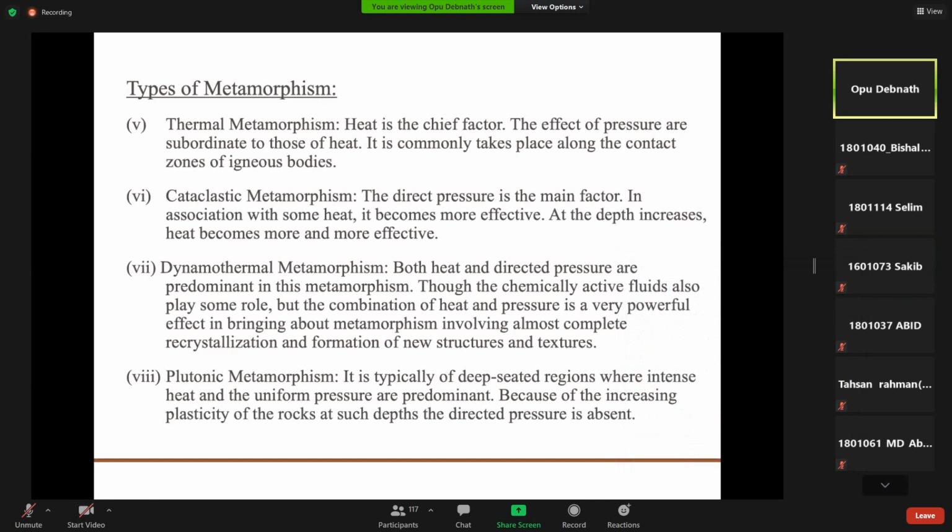So the combined effect of heat and pressure acts in the metamorphism process, involving most of the complete recrystallization and reformation of new structures. That means the complete metamorphism occurs in the dynamothermal metamorphism process, where both the pressure and heat act parallelly, and there is complete structural change in texture, and the mineral structure also changes. So this is the metamorphism.